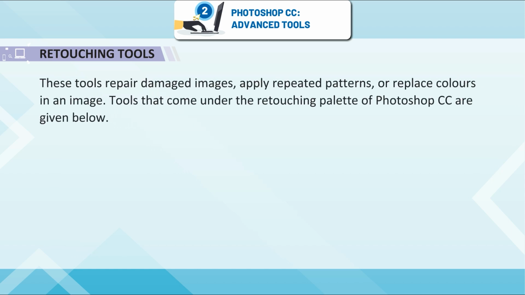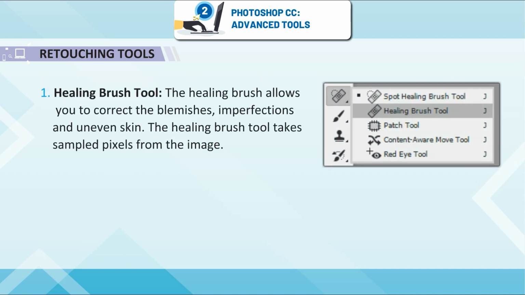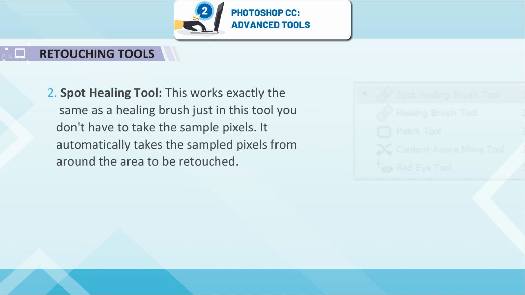Retouching tools. These tools repair damaged images, apply repeated patterns, or replace colors in an image. Tools that come under the retouching palette of Photoshop CC are given below. Healing brush tool. The healing brush allows you to correct the blemishes, imperfections, and uneven skin. The healing brush tool takes sampled pixels from the image.